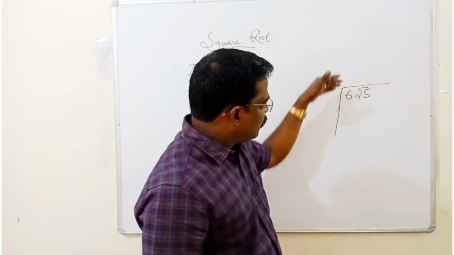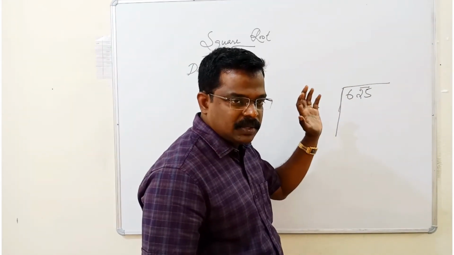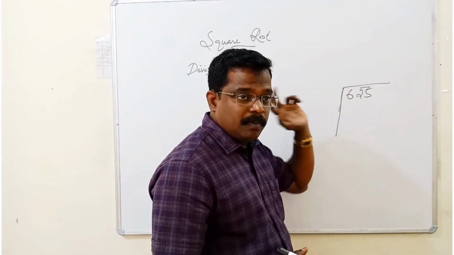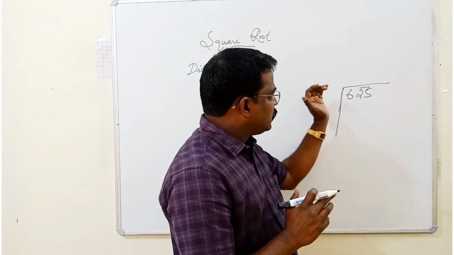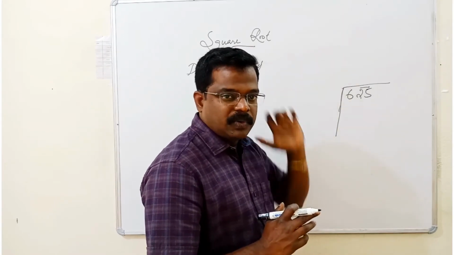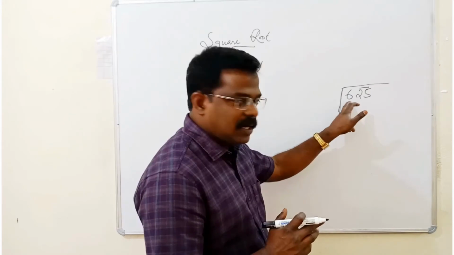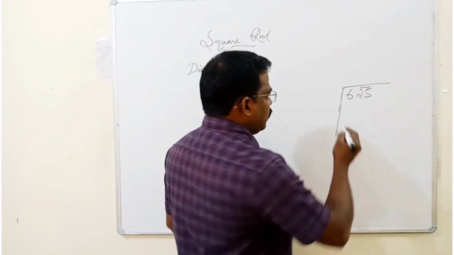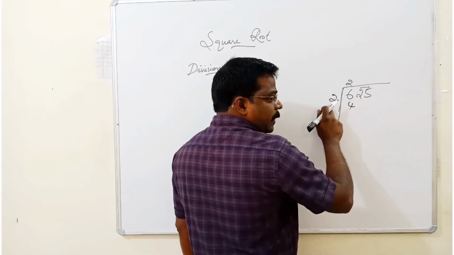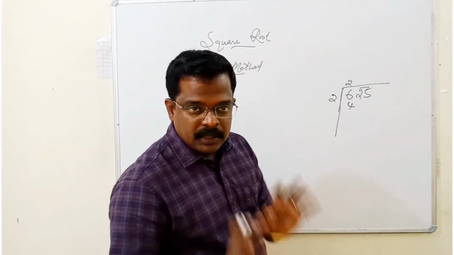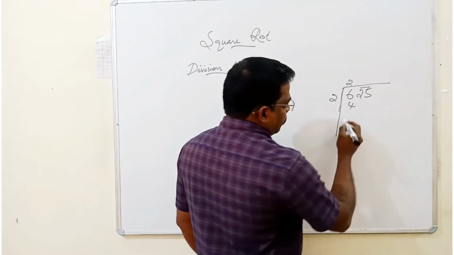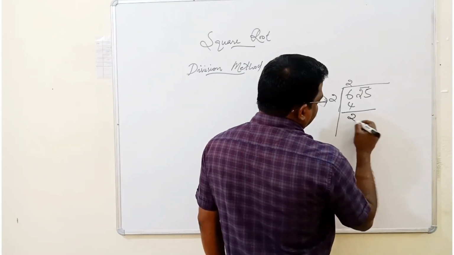With which number do we want to divide this 6 to get 6? Here we know that we can divide by 3, 3 2s are 6. But here we want to take a square. That means 2 into 2, 3 into 3, 4 into 4, such numbers only. So here which is the largest number as a square? Here 2. 2 2s are 4. The divisor and quotient both should be the same number, that is why it is a square. 6 minus 4, so 2 is the remainder.